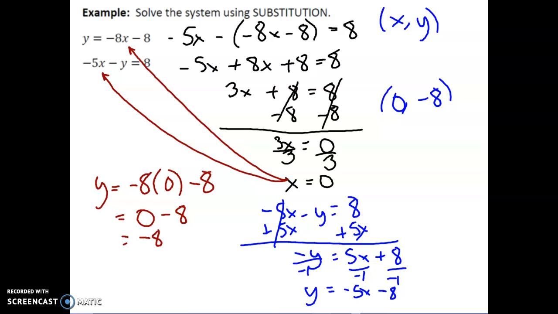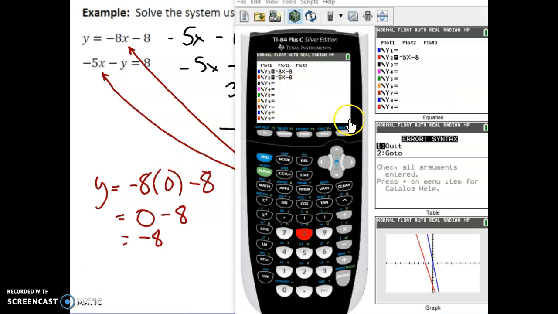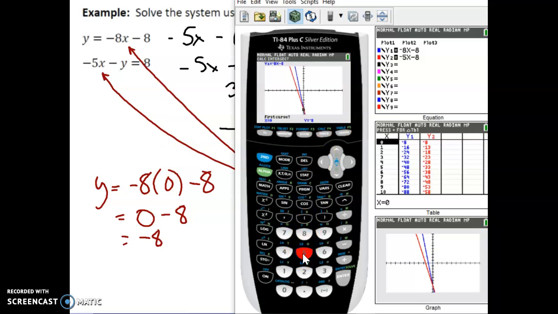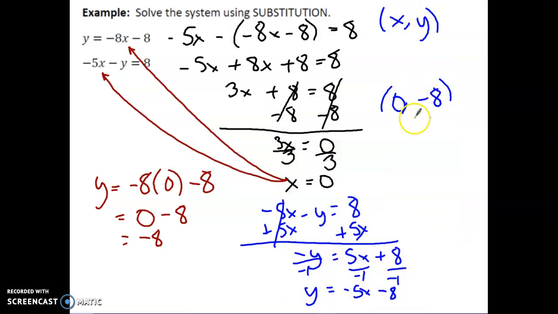Okay, let's put both of those in our calculator. Okay, I have both of those typed in, and I'll hit graph. All right, there's -8x minus 8. And there's -5x minus 8. Okay, let's find their point of intersection. So second, calculate, go down to number 5. The blue one is my first curve, so I'll hit enter. The red one is my second curve, so I'll hit enter again. And now it asks me to guess. And the intersection point is the point 0, -8, which you can see that's exactly what we got for our answer. So far, everything is good. We are finding that point of intersection using substitution.